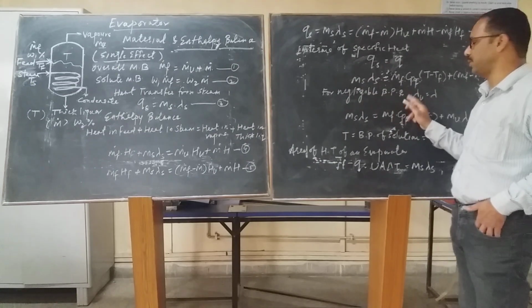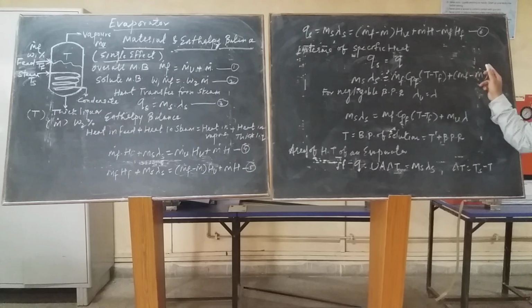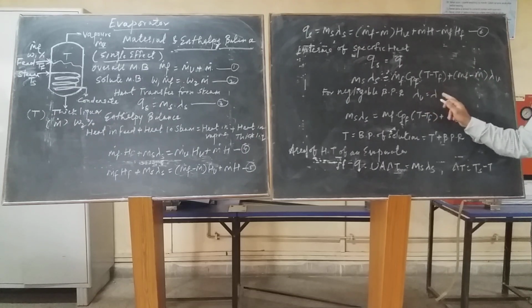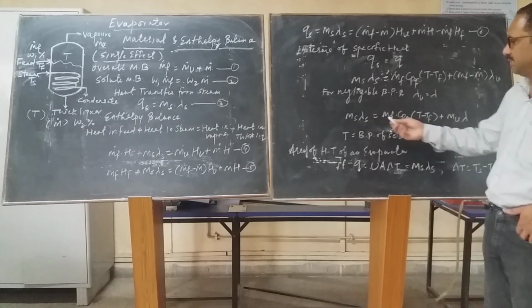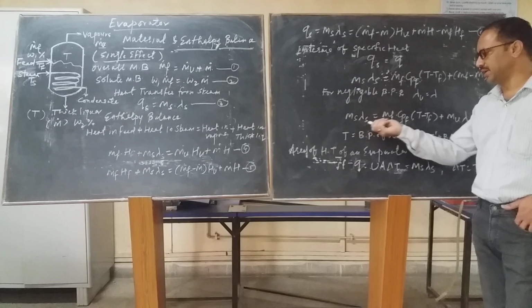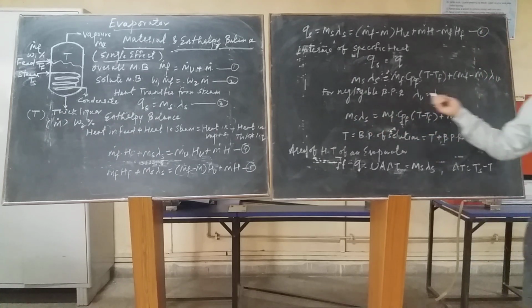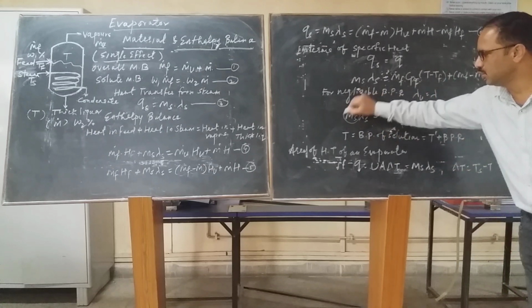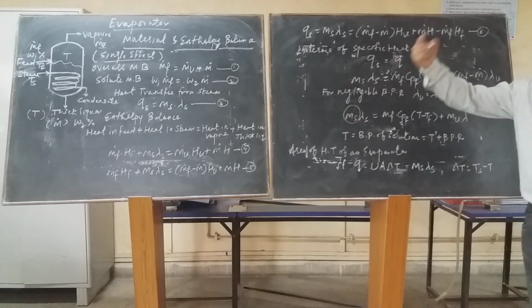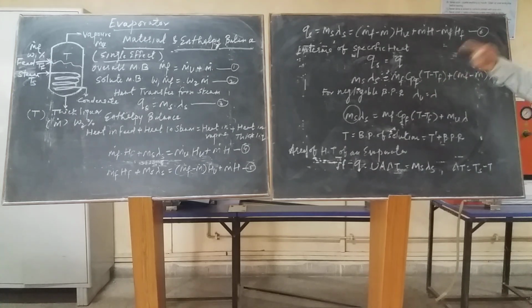For negligible boiling point rise, the latent heat of vaporization of the feed solution is equal to the latent heat of water, and we get it from the steam table at a given pressure. If I rewrite this equation, mS lambda S equals mF CF (T minus Tf) plus mV lambda V. With this, we can also determine the quantity of steam used to increase the temperature of the feed to its saturation temperature, and then to vaporize a portion of the solvent.